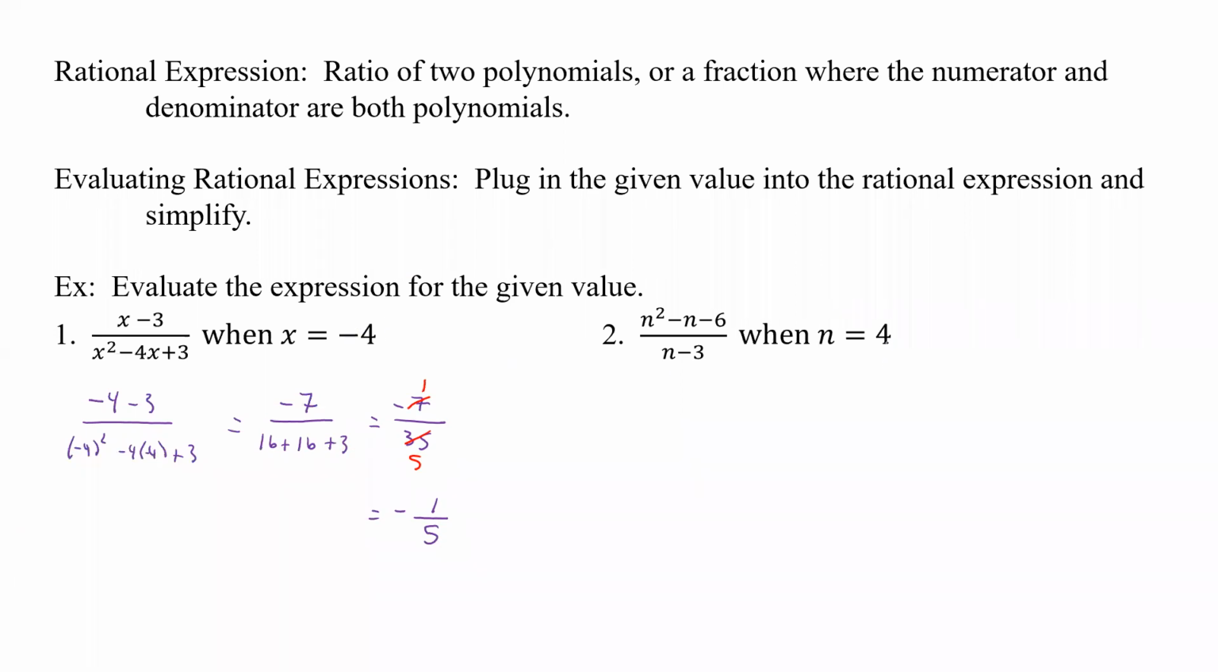Now we have n is equal to 4, and we plug this into the rational expression n squared minus n minus 6 all over n minus 3. When we do that, we get 4 squared minus 4 minus 6 over 4 minus 3. So that gives us 16 minus, and 4 minus 6 is 10, and that's all over 1. 16 minus 10 is 6, and over 1. And so that is just 6. Okay, so again, just plugging in values, doing the math, and coming up with a simplified answer when we get done.